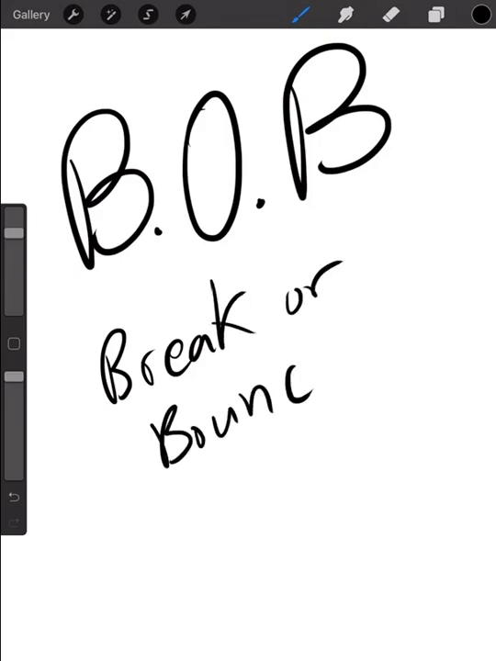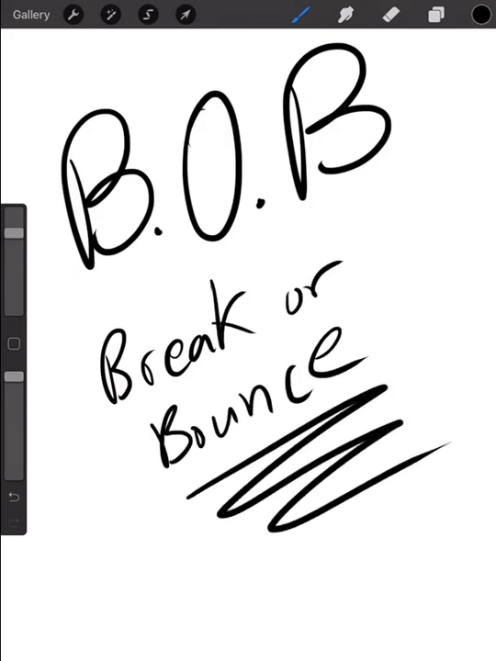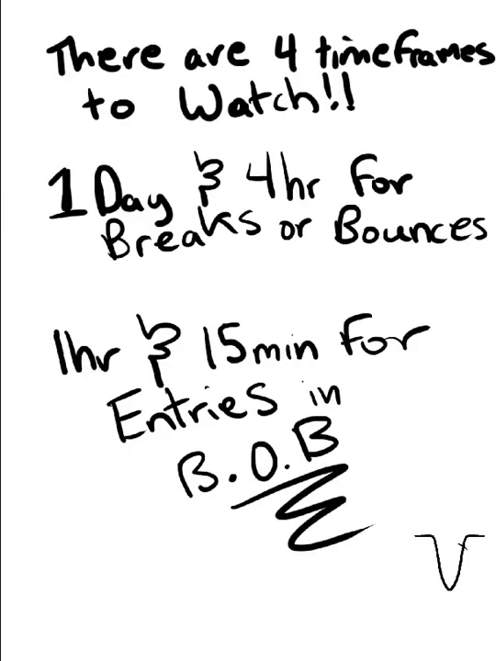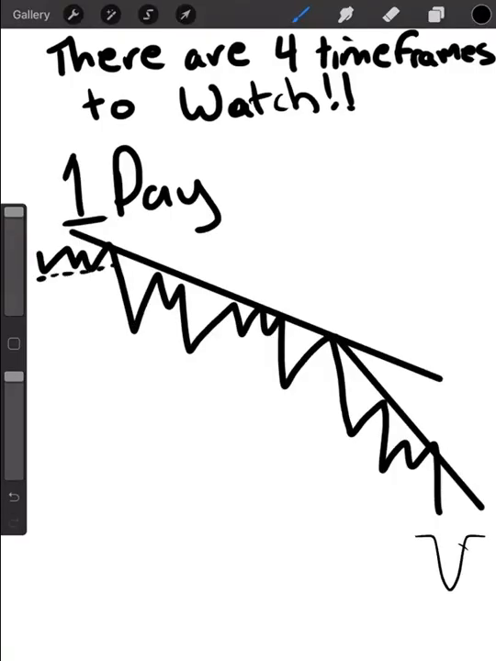That's gonna bring me into my method. The one that I want to show or teach is first break or bounce, BOB. So where do we look for these breaks or bounces? There's 4 time frames. The main ones you want to look for these to happen are your daily and your 4-hour. Daily, 4-hour go hand in hand. And then when the move happens, when the break happens, you can go down to your 1 hour or 15-minute to actually enter the market.